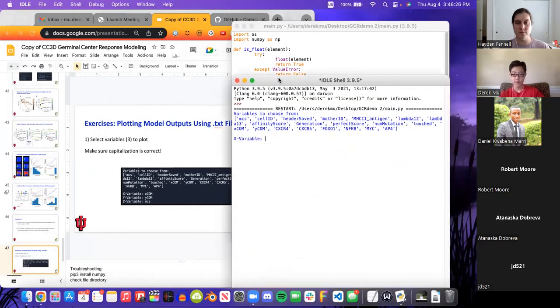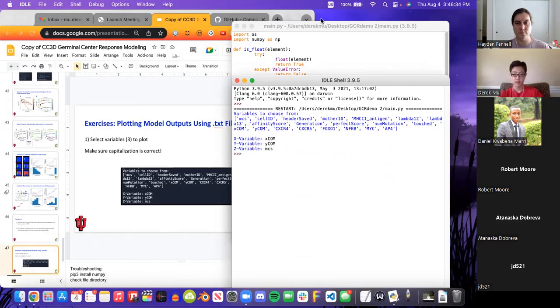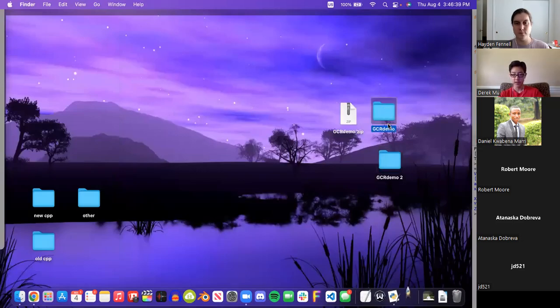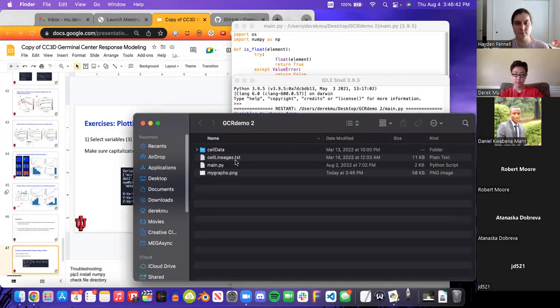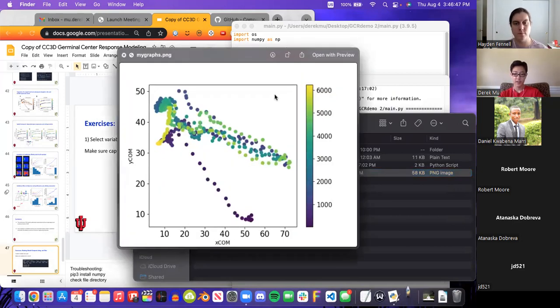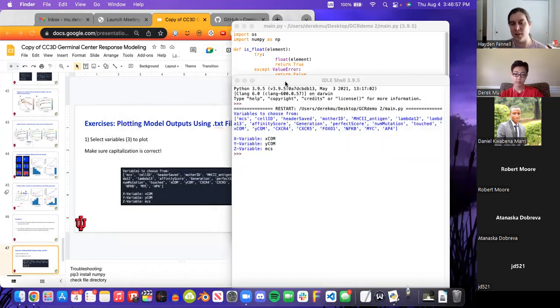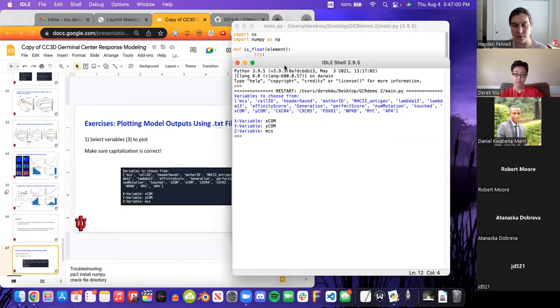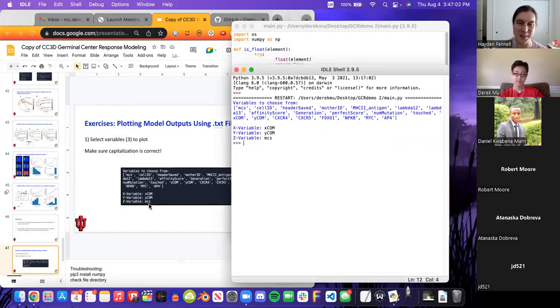So if I just choose something like X position, Y position, and the MCS, I should be able to see my code inputs visualized in this mygraphs.png image, here with the X position, Y position, and the MCS. I just want to mention, I really like those time plots with the color changing over time. Those are very interesting to look at.